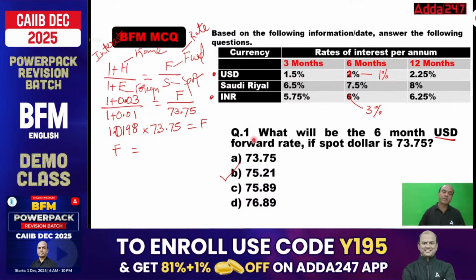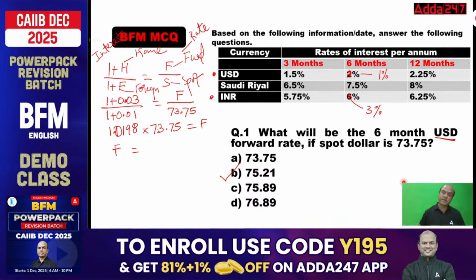For this, there are various formulae. Forward rate: first you have to use this formula. 1 plus home currency interest upon 1 plus foreign currency interest equals foreign currency forward upon spot. Pay attention, very important numerical. 1 plus home currency upon 1 plus foreign currency equals the forward rate, whatever is required, upon the spot rate. Forward upon spot.